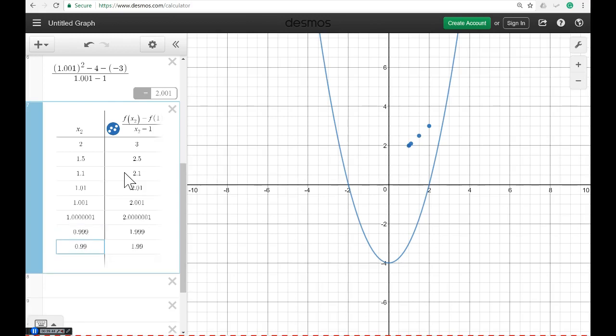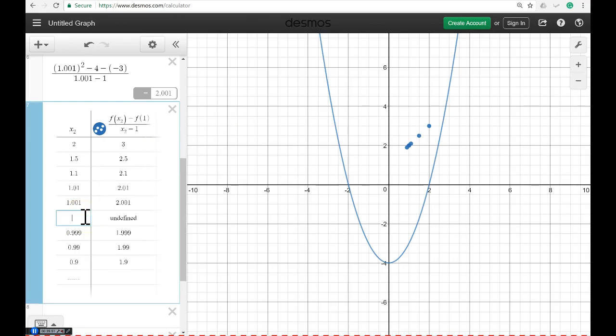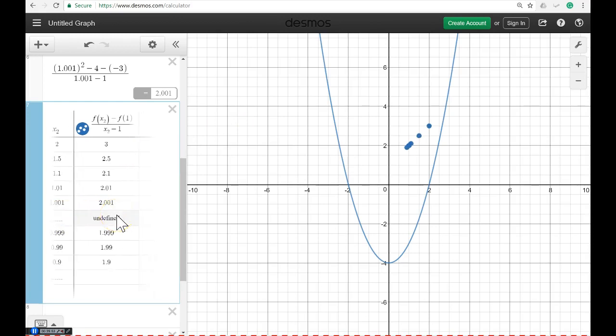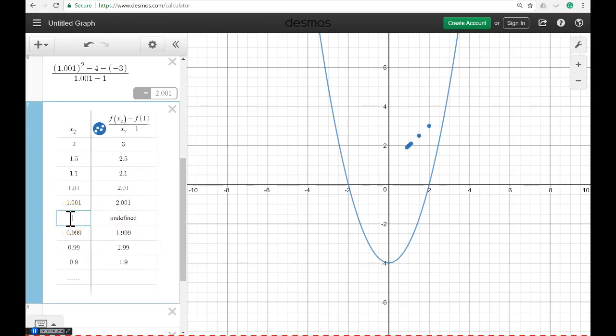We can do 0.99, 0.9, and we're basically repeating what we had done in the other one. I'm actually going to get rid of this one here. There we go. I'm just making it so it matches the table that we have. 0.5, I think, and then 0. Okay, so there's our table, and notice that the input is the second point that I'm picking along the curve, and the output is the slope of the secant line between those 2 points.